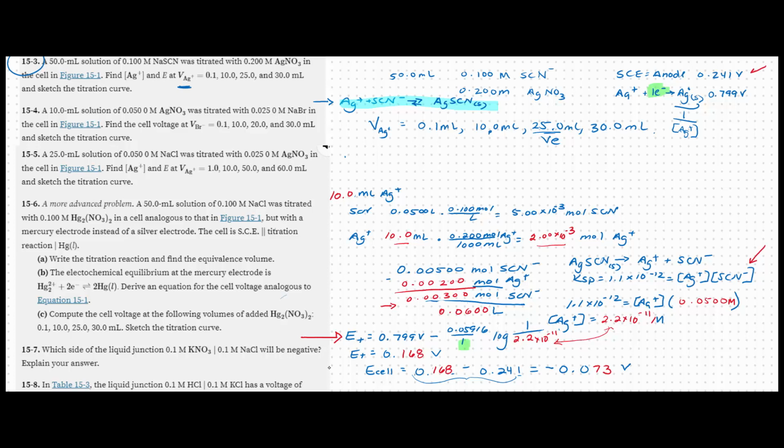This is our standard calomel electrode. And we know it's the anode because in the picture it was hooked up to the negative side of the potentiometer. And we find the E of the cell at this point is now a negative 0.073 volts.